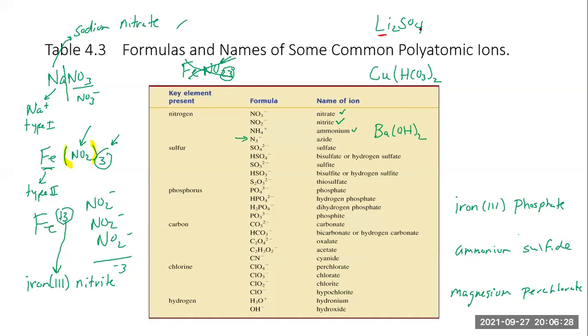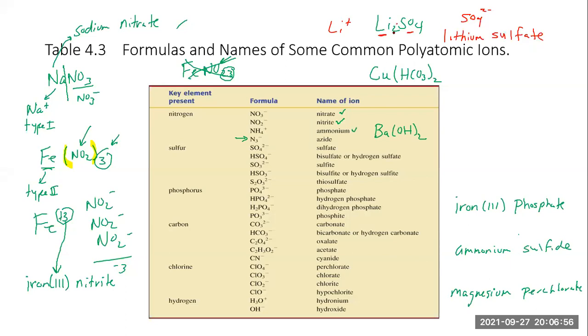So obviously lithium is a metal. That is SO4 2 minus, which is sulfate. And this is lithium, which is group 1 and has a fixed charge. Because of that, it's going to be the metal that really determines the naming. Because it's type 1, we just use the whole name of the metal, which is lithium, and then the whole name of the polyatomic ion, which would be sulfate.